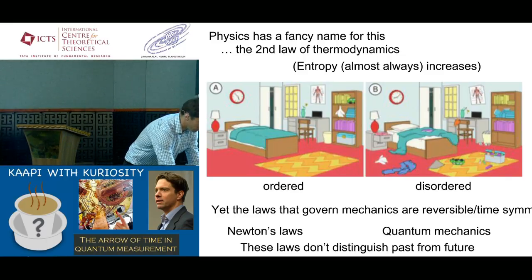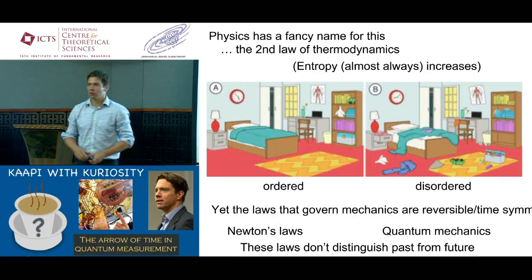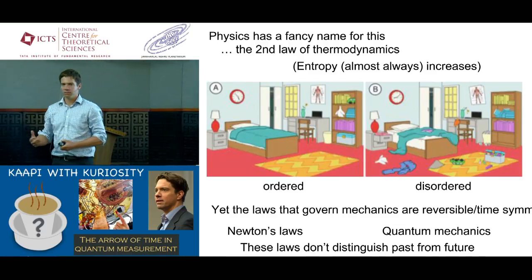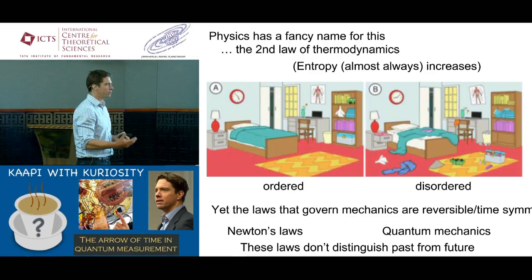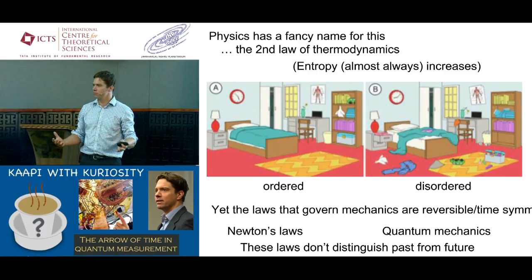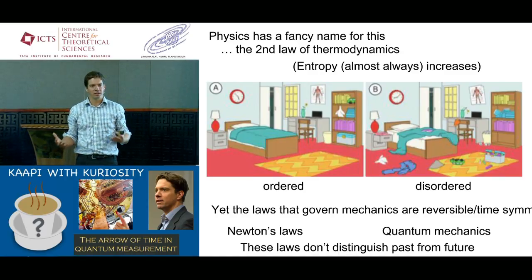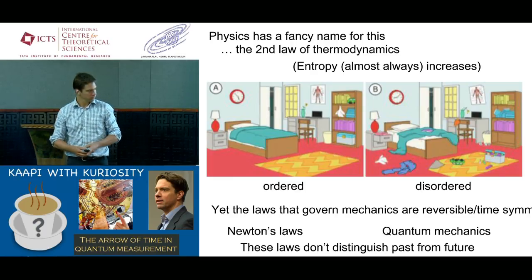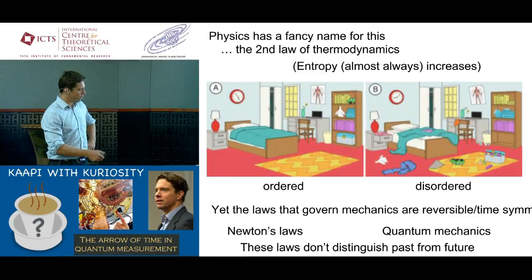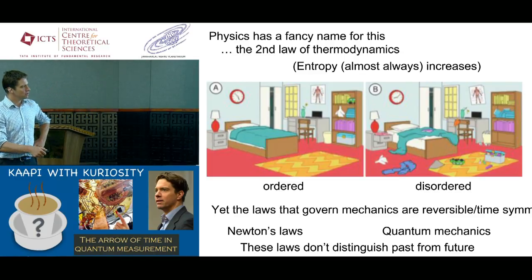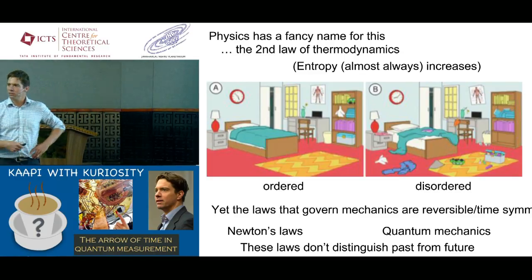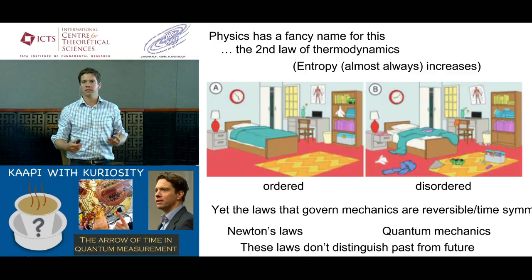It's also true of quantum mechanics, that the fundamental equations that govern quantum evolution are also time reversible. They don't distinguish the past from the future. So if the laws we have that describe physics don't distinguish the past from the future, why does time go forward? That's the question I'm asking. So we're going to get into these questions through some examples, and we'll try to explore this idea in this talk.